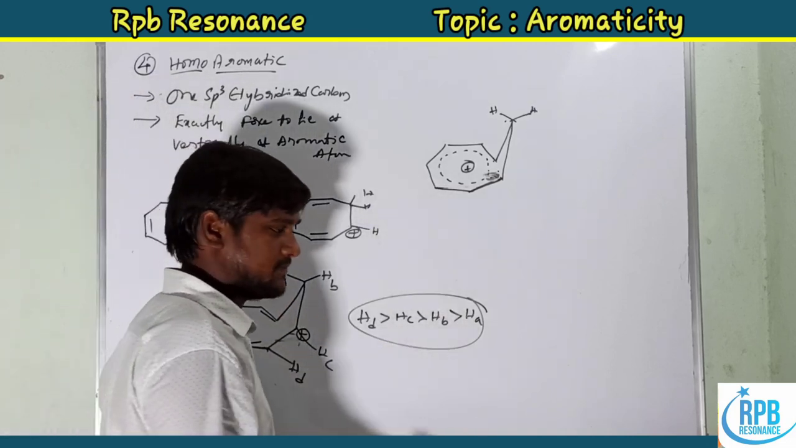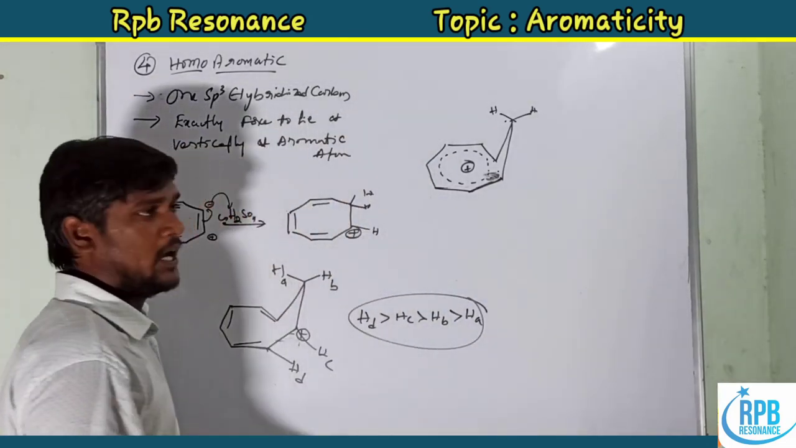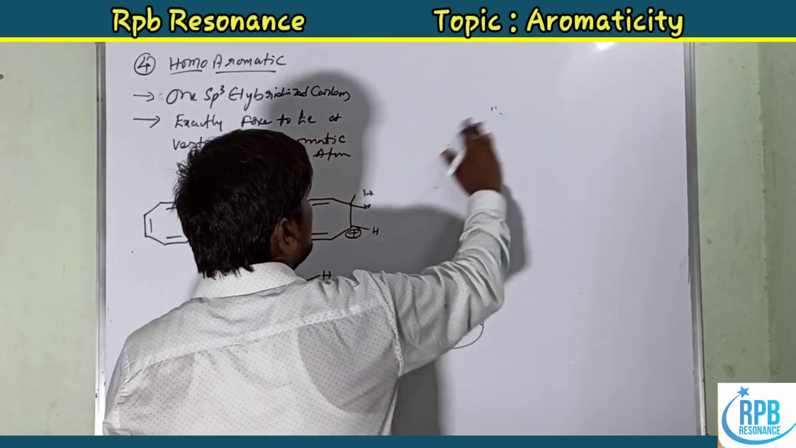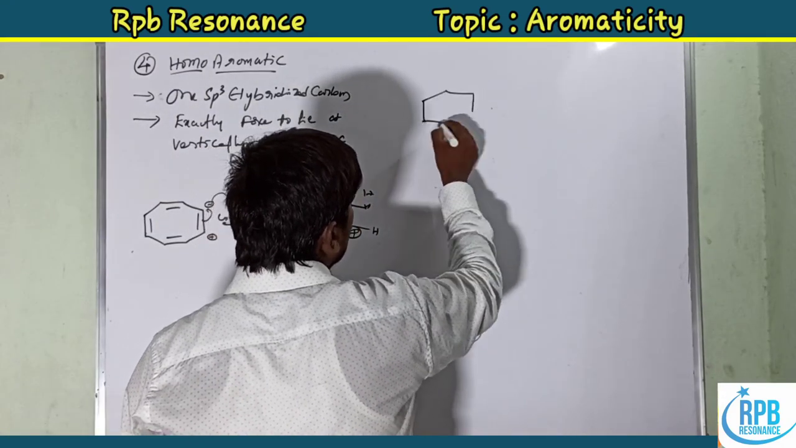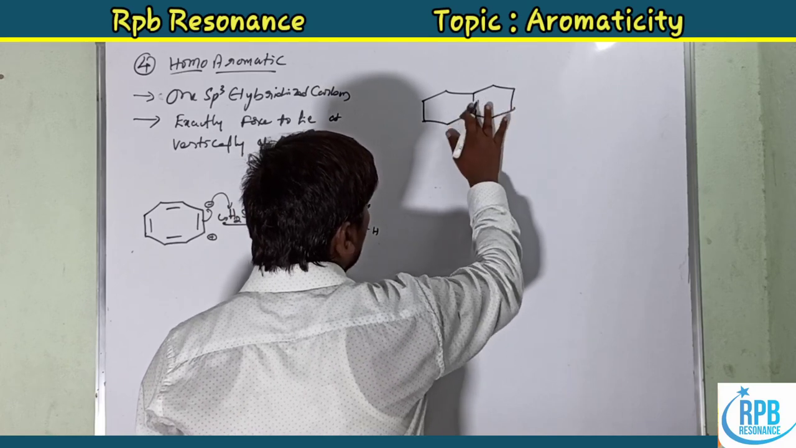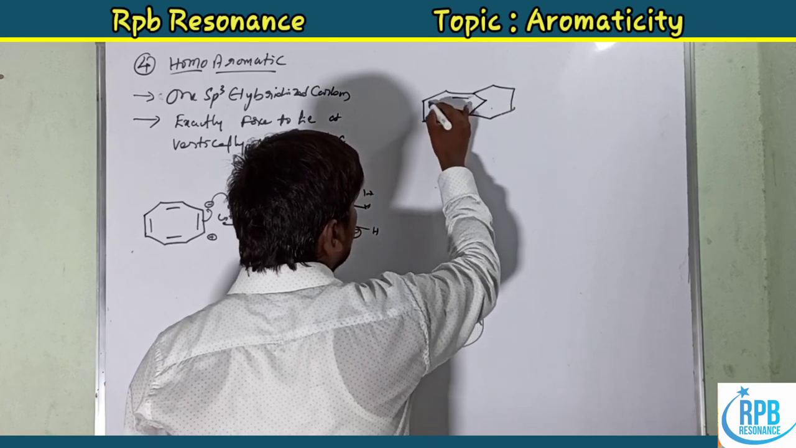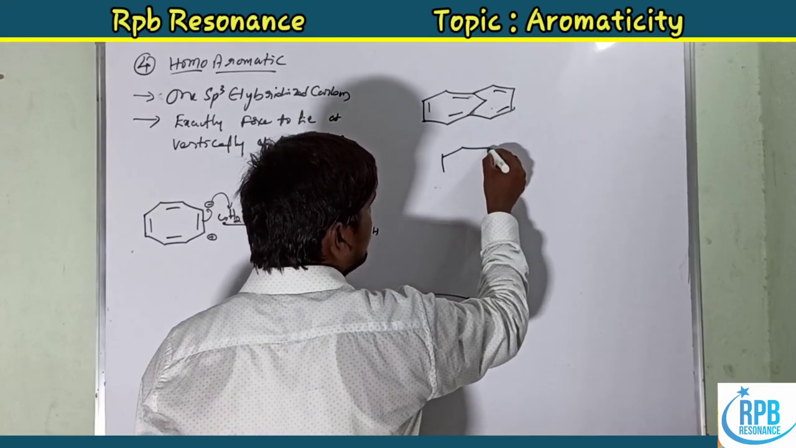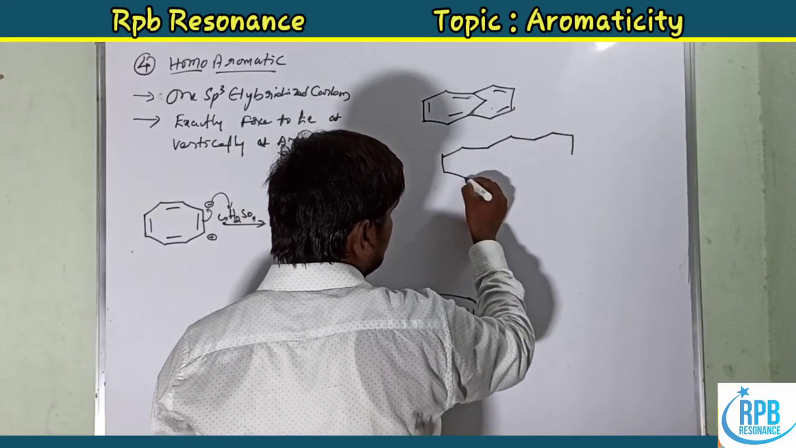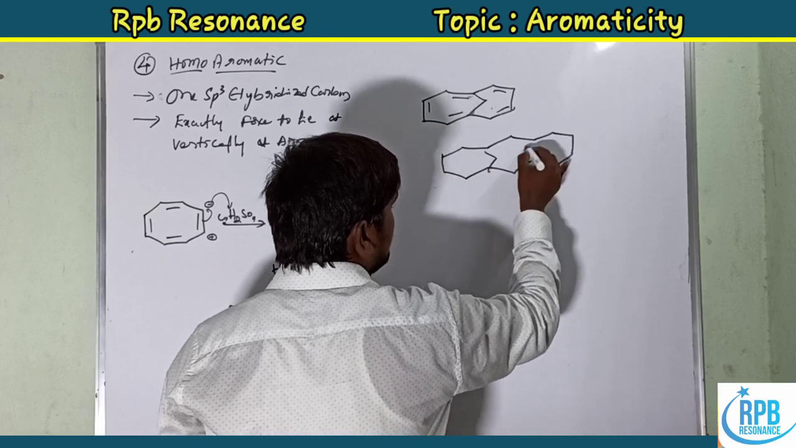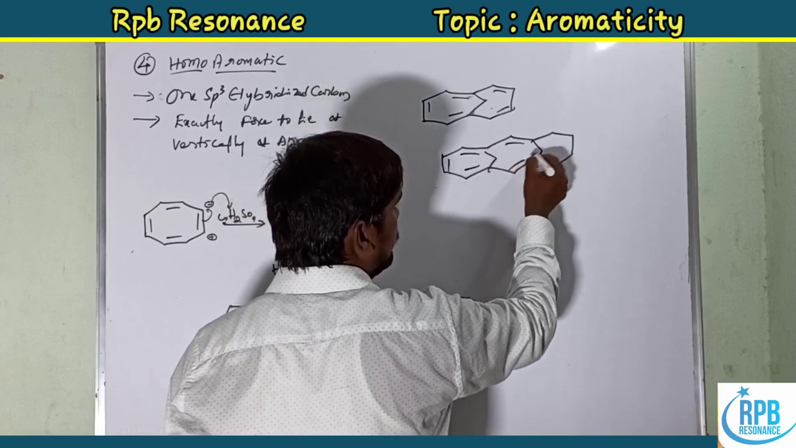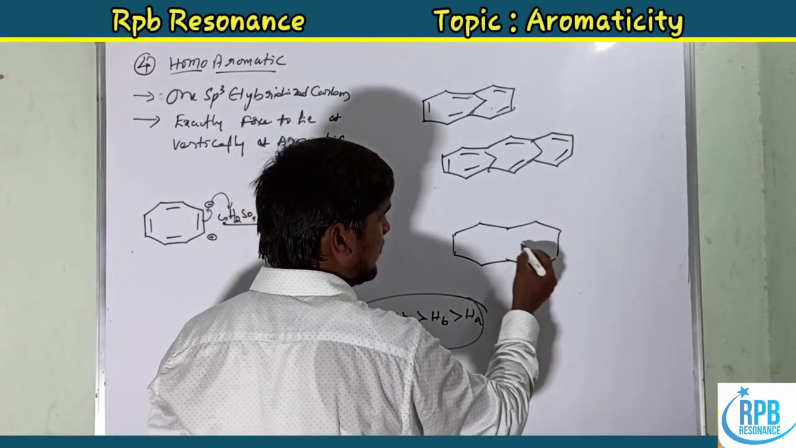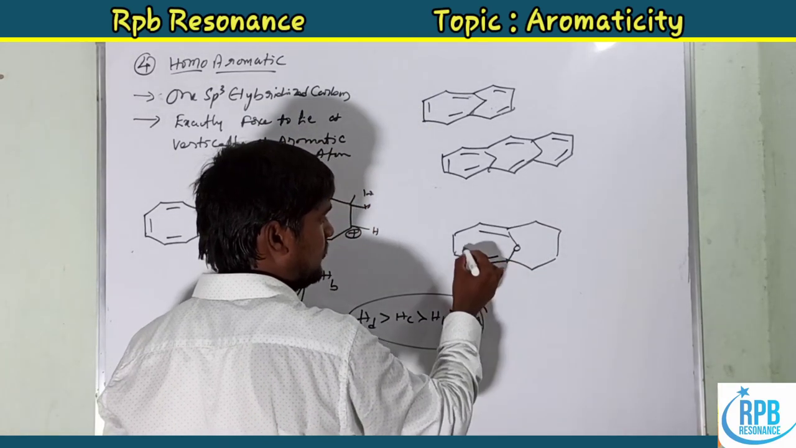I'll give a very clear explanation. So this is the simple homoaromatic compounds, and the best examples are these type of molecules. So this is homoaromatic in the case of three-membered rings. These are the homoaromatic molecules. Not only like this, but these types of heteroatom positions are also homoaromatic.